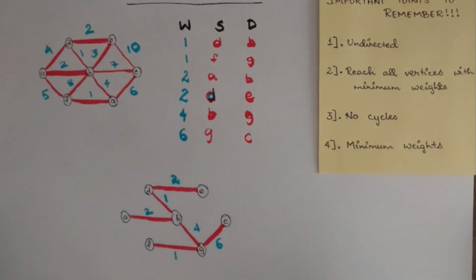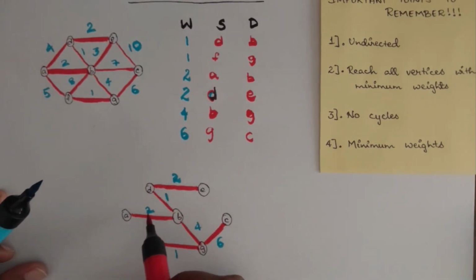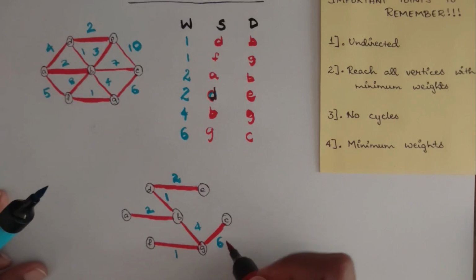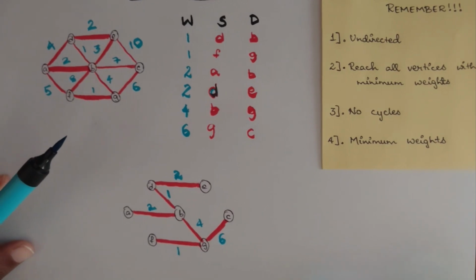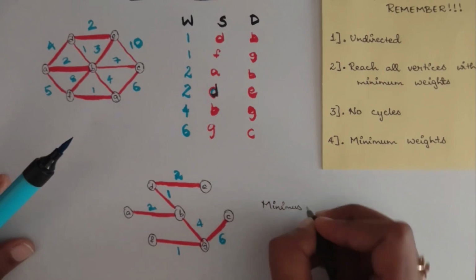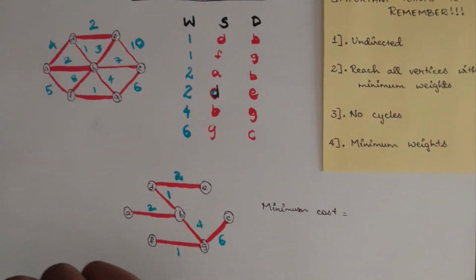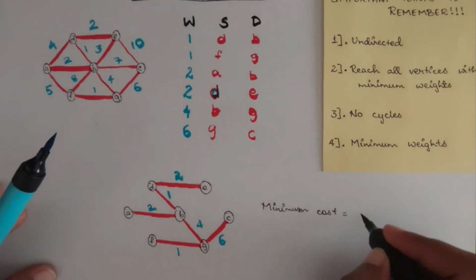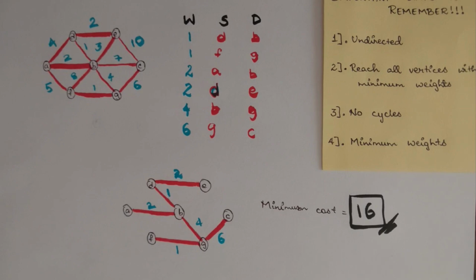So the total minimum cost would be 2 plus 1 is 3, plus 2 is 5, plus 1 is 6, 6 plus 6 is 12, 12 plus 4 is 16. So the minimum cost would be 16. So this is how you solve using Kruskal's algorithm.